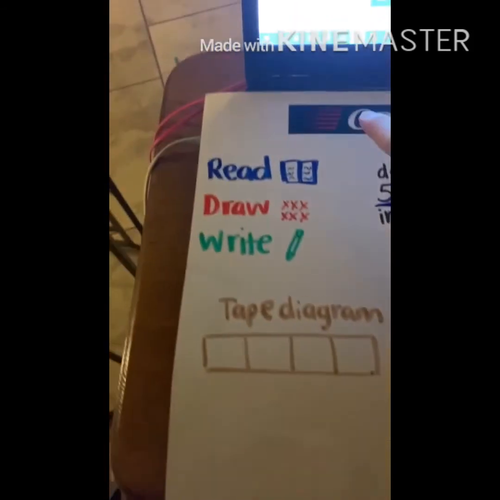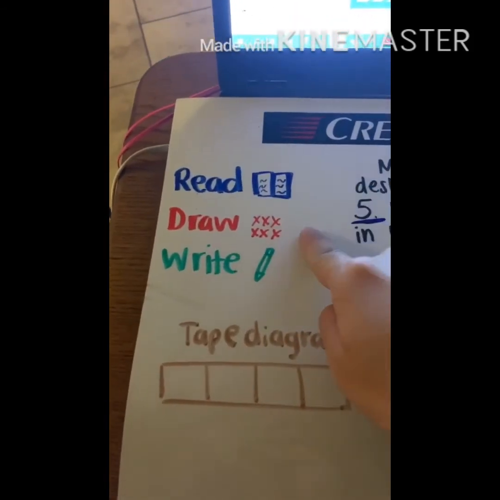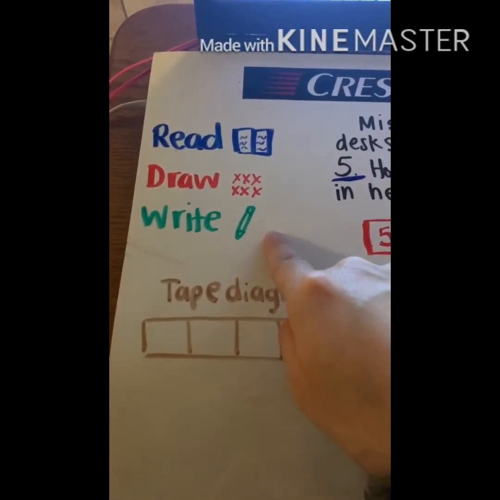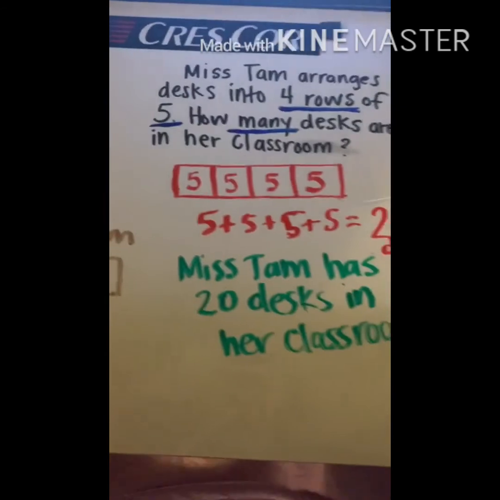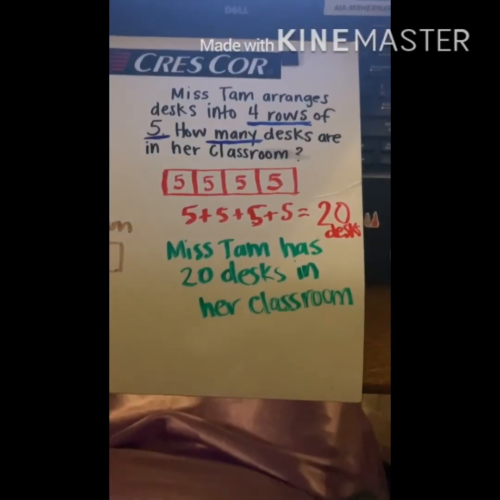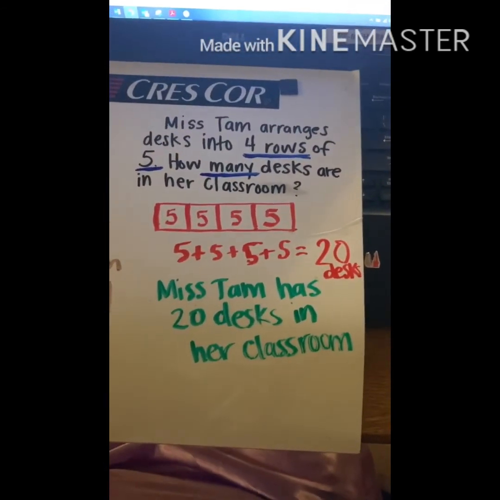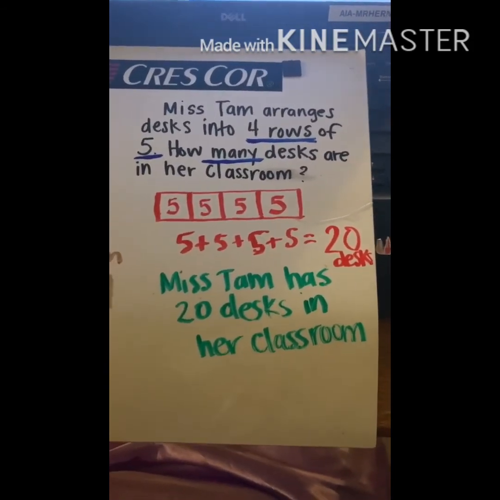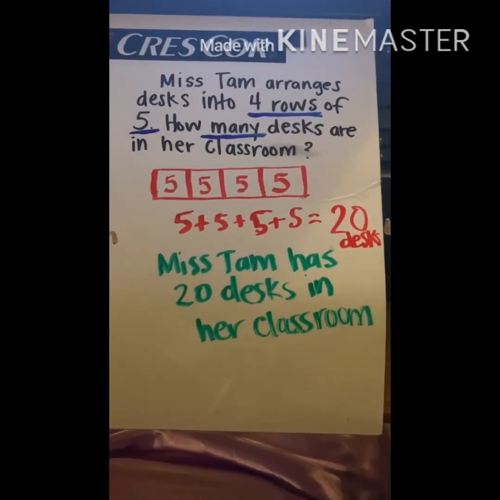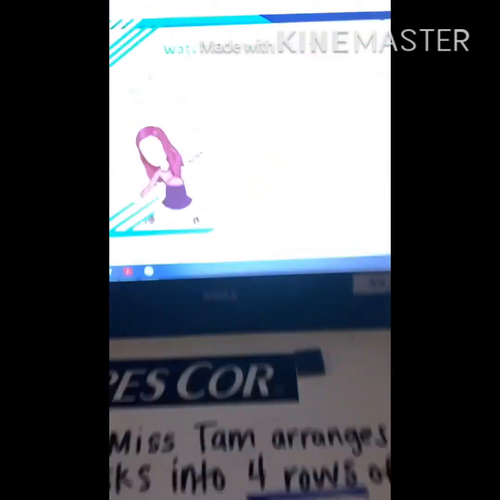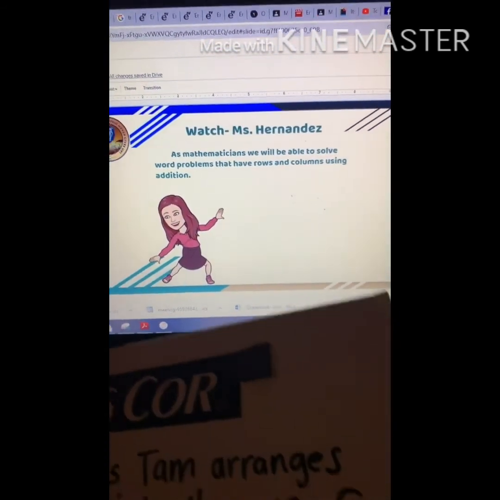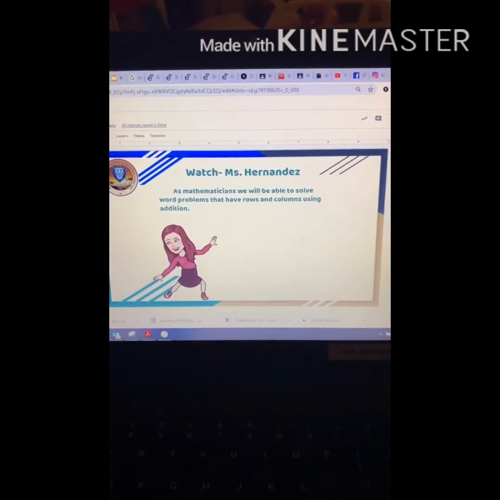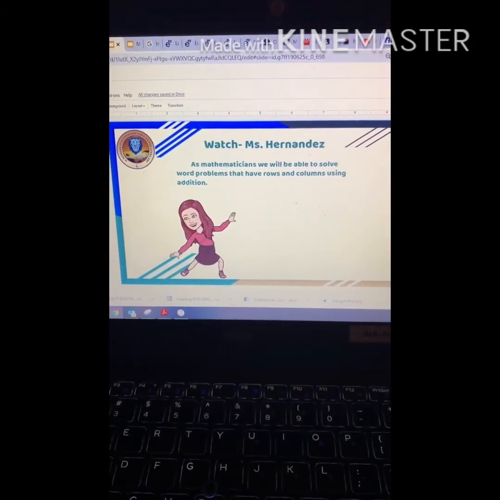All right, let's think about it. Did we read? Yep. Did we draw? Yes. Did we write our answer in a complete sentence? Correct. So have we done all 3 steps to solve our word problems? Yes, we did. Okay, now it's your turn, Lions and Trojans, to try this out on your Google Classroom. Remember, today our goal is to be able to solve word problems that have rows and columns using addition.